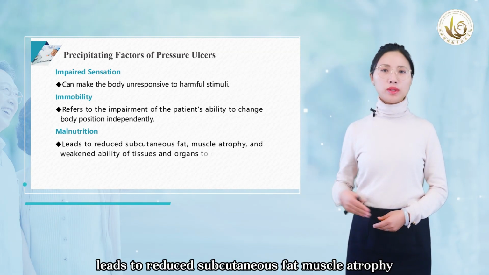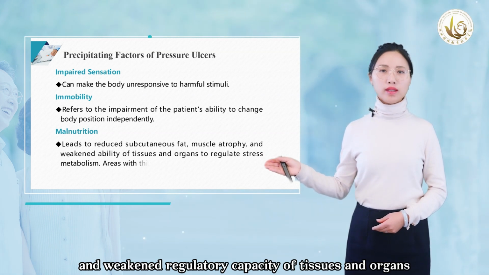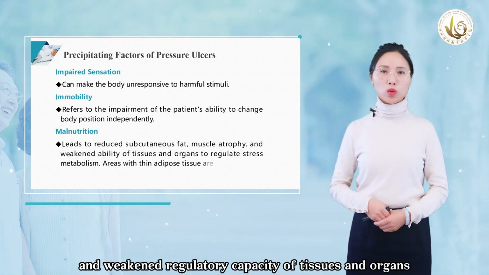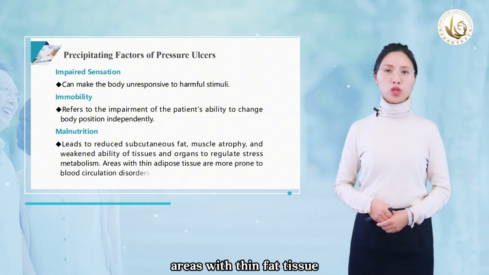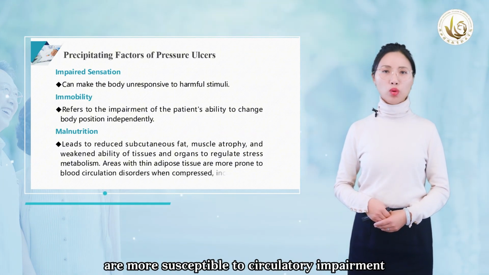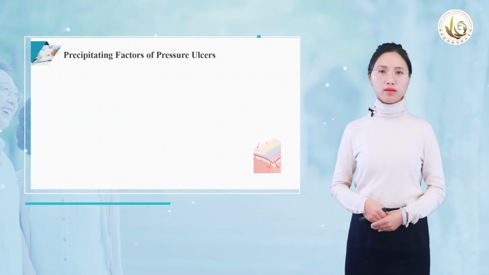Malnutrition leads to reduced subcutaneous fat, muscle atrophy, and weakened regulatory capacity of tissues and organs for stress metabolism. Areas with thin fat tissue are more susceptible to circulatory impairment under pressure, increasing the risk of pressure sores.